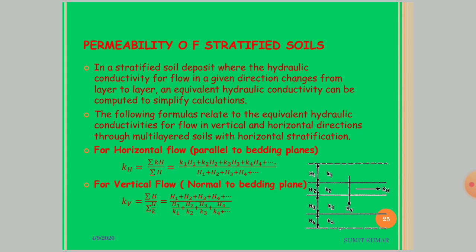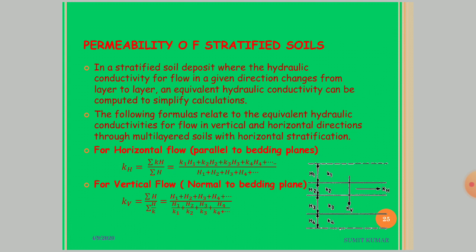In a stratified soil deposit where the hydraulic conductivity for flow in a given direction changes from layer to layer, an equivalent hydraulic conductivity can be computed to simplify calculations. For horizontal flow, that is parallel to bedding planes, the hydraulic conductivity is written as summation of Kh divided by summation of H, that is K1 H1 plus K2 H2 plus K3 H3 divided by H1 plus H2 plus H3.